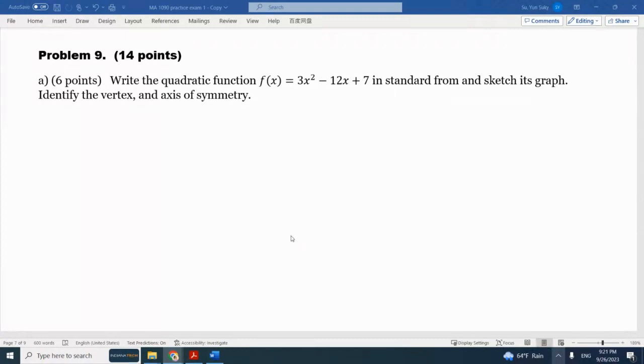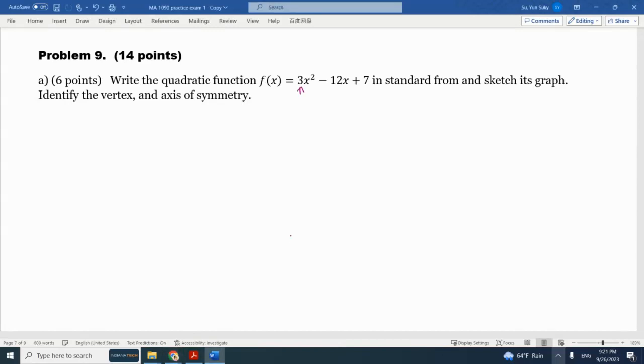Problem 9. Write the quadratic function in the standard form and sketch its graph. Identify your vertex and axis of symmetry. So I just finished grading your quiz. I already posted quiz solution and quiz mistakes on the website. Tomorrow we will go over your quiz. Okay. So yeah, this problem is similar to the quiz, right?